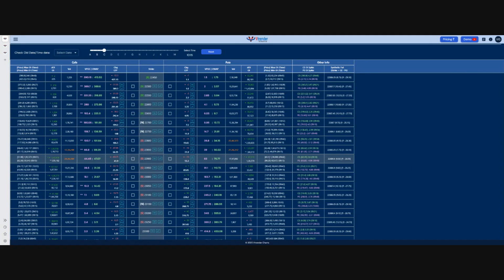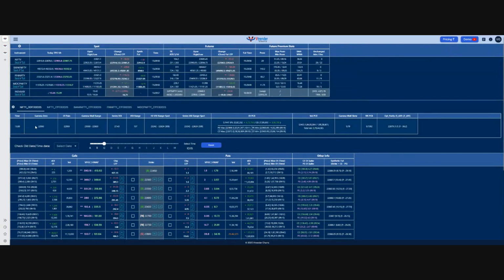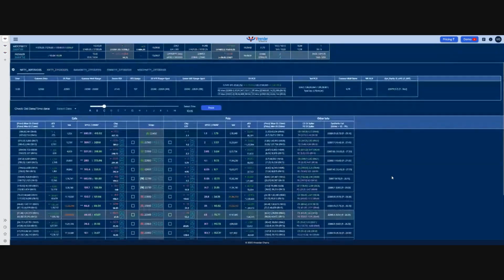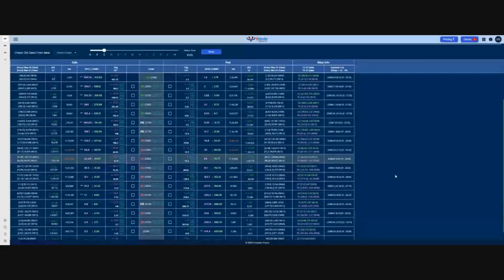level. So if we check the gamma zero at the top, you can see this gamma zero at every time. So 22,900 is what was the gamma zero. So what do you do on a day like this when you know the market is most probably going to be in a range, and the gamma zero is at 22,900?